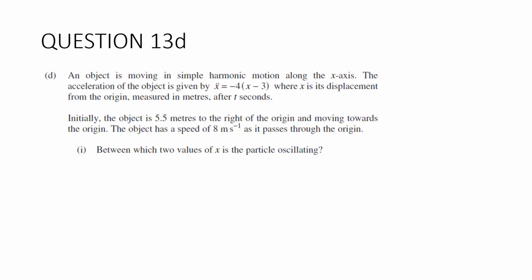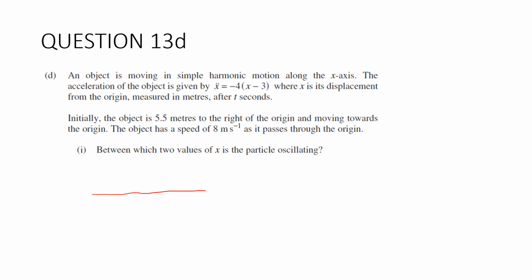13D. An object is moving in simple harmonic motion along the x-axis. The acceleration is given by −4 multiplied by (x − 3), where x is its displacement from the origin measured in meters after t seconds. Initially, the object is 5.5 meters to the right of the origin and moving towards the origin. The object has a speed of 8 meters per second as it passes through the origin. Between which two values of x is the particle oscillating?